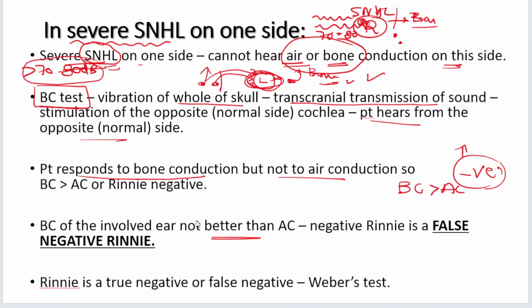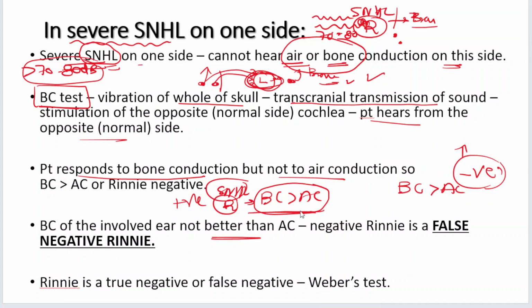When we say Rinne is negative on the right side, the right side is having severe sensorineural hearing loss. We feel that bone conduction is greater than air conduction. You are giving this message, you are writing it on the paper, you are writing it in your exam, saying that bone conduction is better than air conduction.